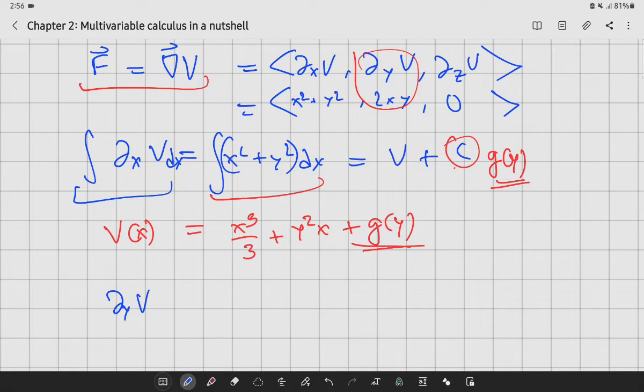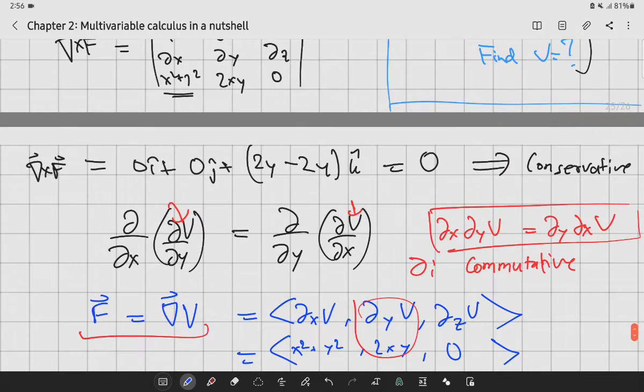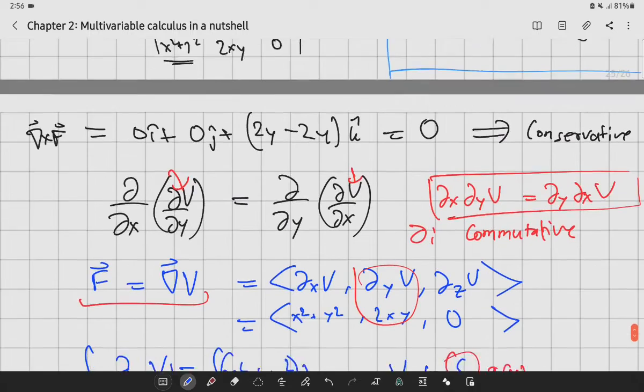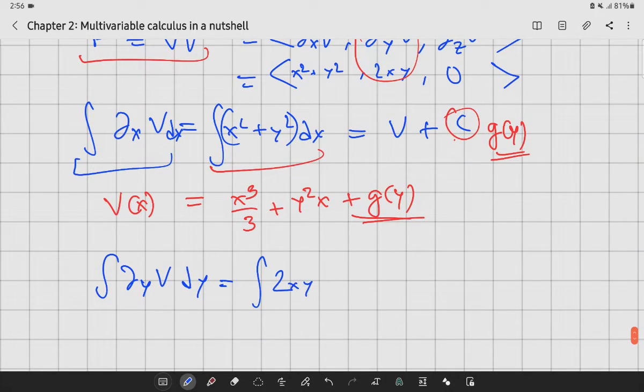partial y of v equals, or the other way around, the integral of partial y of v dy equals the integral of this thing, 2xy dy. Now I can do this. Well, let's complete this anyway. I'll get the integral of y is y squared over 2, so I'll get xy squared. Again, there's a constant here. This constant is, let's say, h of x, because this is an integration with respect to y, so the constant can be a function of x.